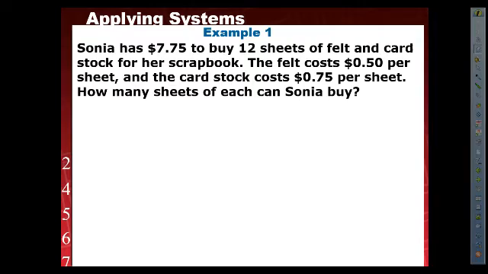It says Sonia has $7.75 to buy 12 sheets of felt and cardstock for her scrapbook. The felt costs 50 cents per sheet and the cardstock costs 75 cents per sheet. How many sheets of each can Sonia buy? Copy that, please.